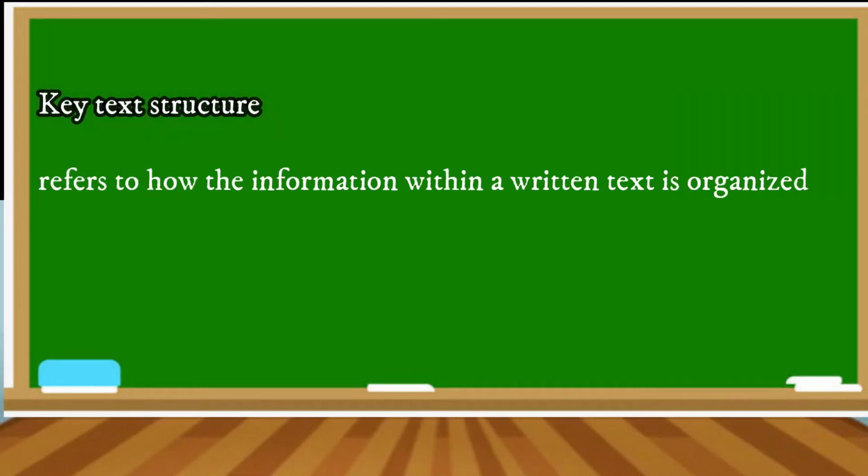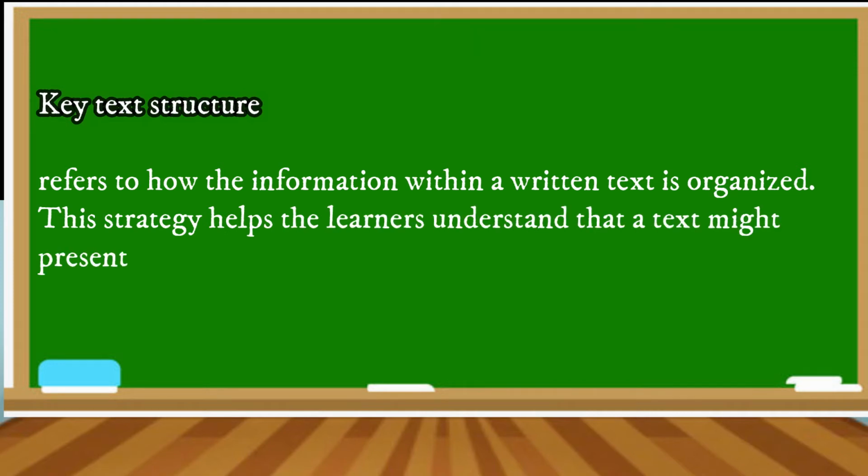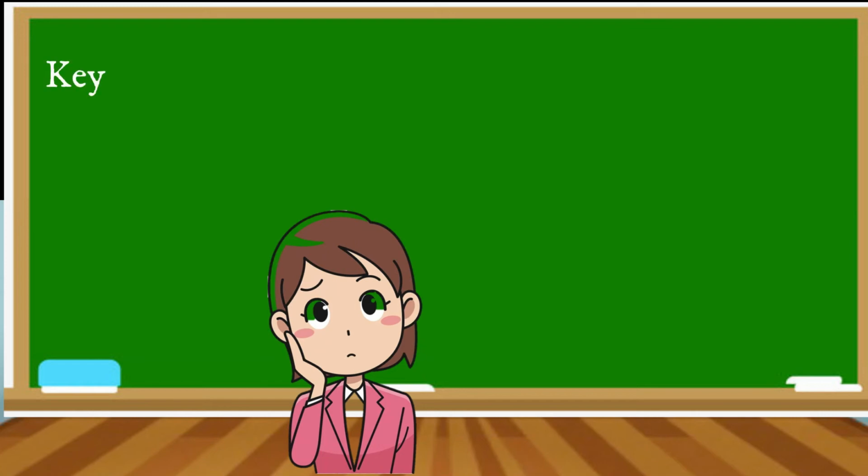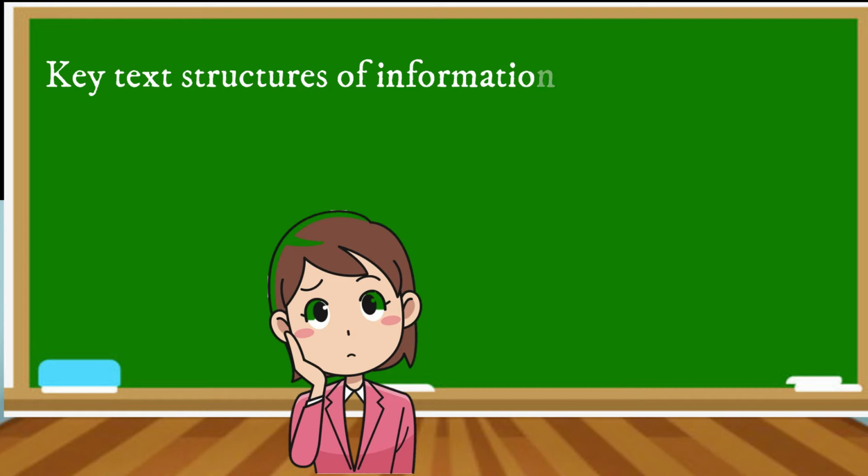Key text structure refers to how the information within a written text is organized. This strategy helps the learners understand that a text might present a main idea and details, a cause and then its effects, and/or different views of a topic. What are the key text structures of informational or factual texts?